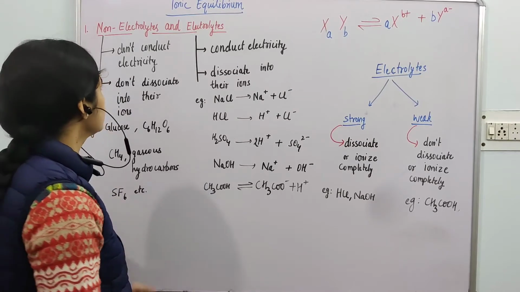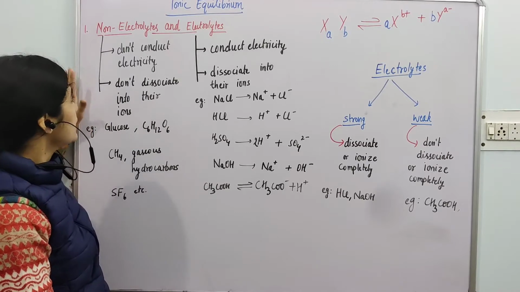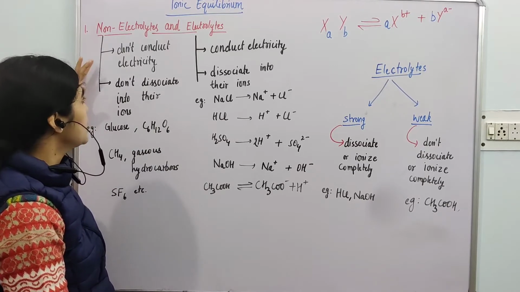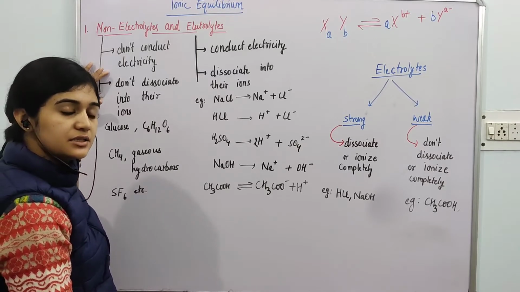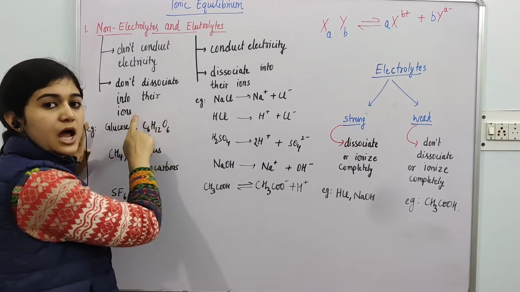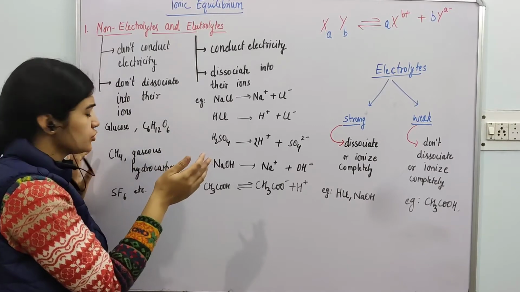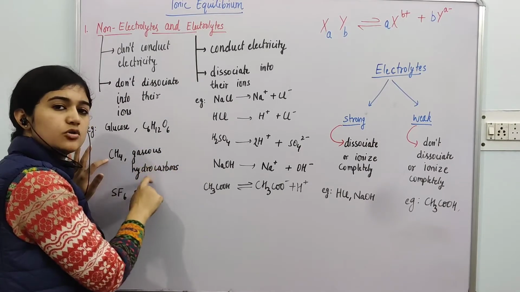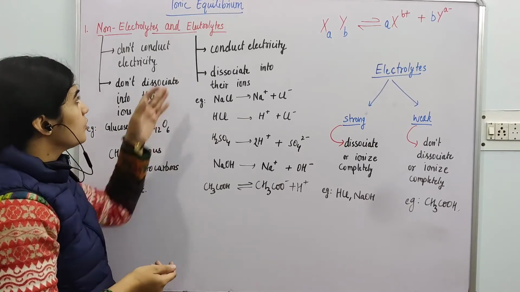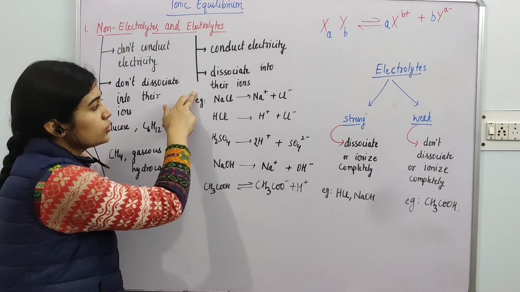The first thing you need to understand is electrolytes and non-electrolytes. Non-electrolytes are those compounds, or substances, which do not conduct electricity. The reason they do not conduct electricity is that they do not dissociate into their ions. Examples are glucose or any other sugar, and gaseous hydrocarbons, for example methane, SF6, etc. While electrolytes are those which conduct electricity, they dissociate into their ions.